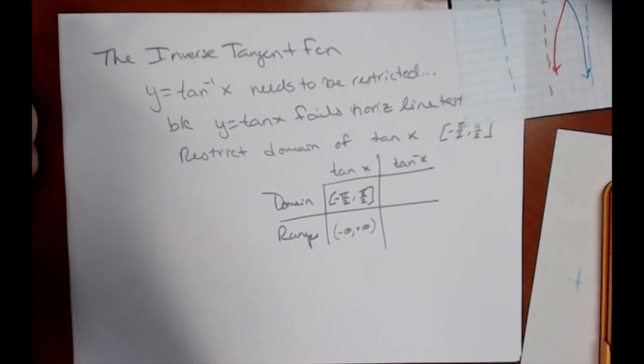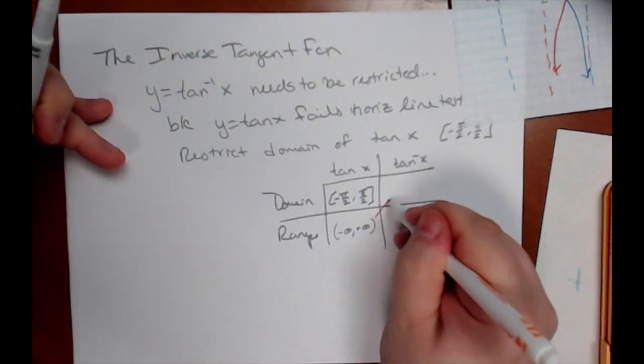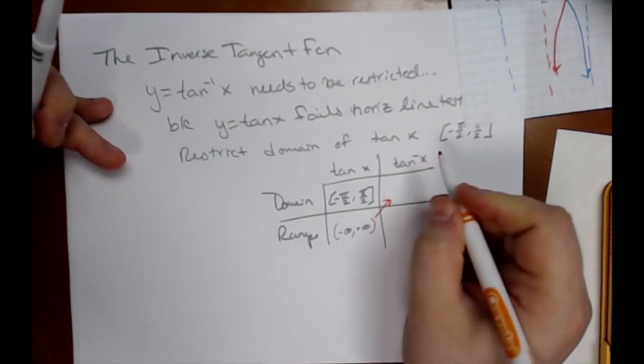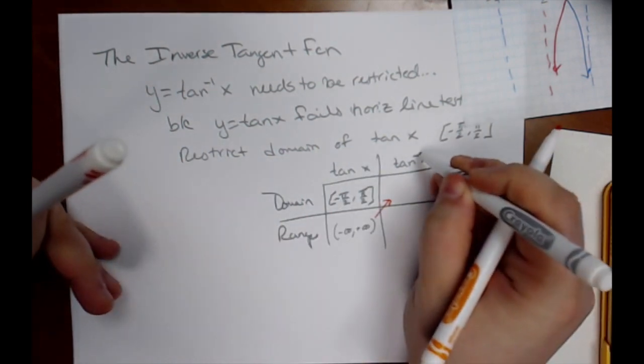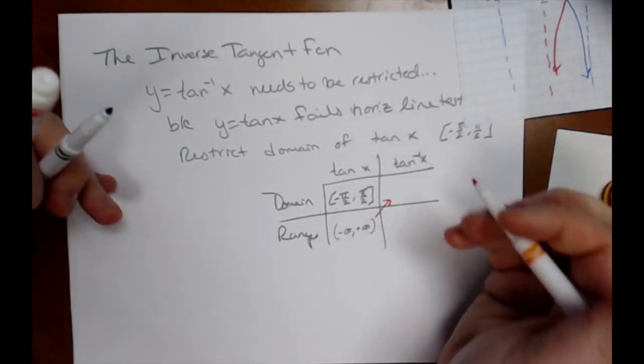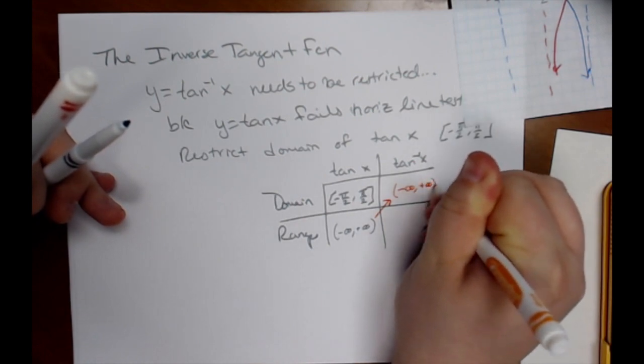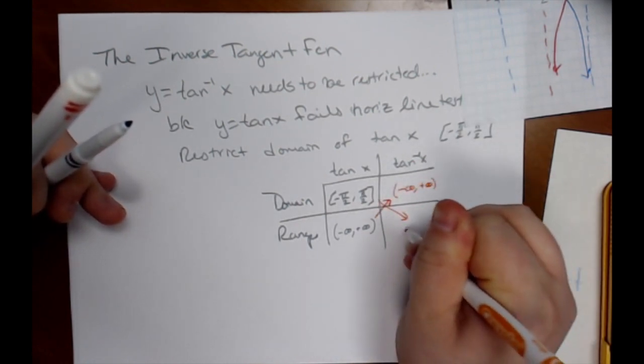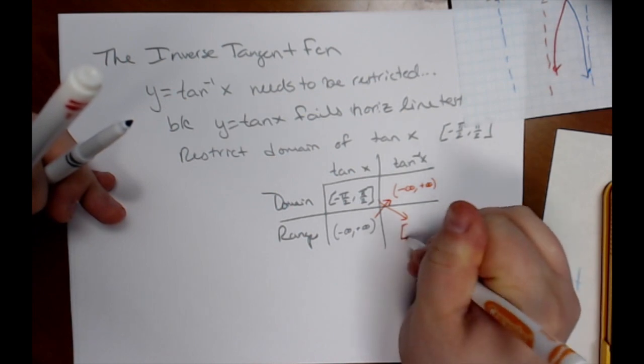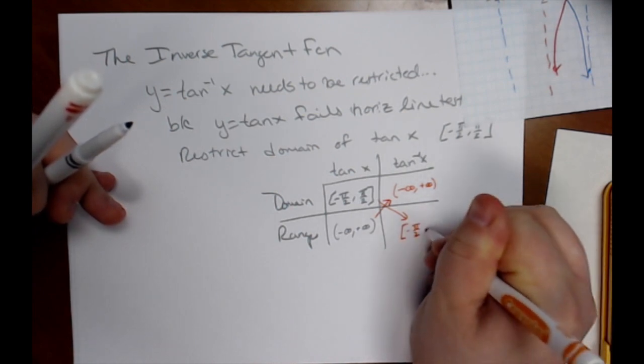And remember these swap positions. That means our domain of arctangent, oh, I'm missing a 1 there, arctangent. Our domain is all real numbers, but our range is only -pi over 2 to pi over 2.